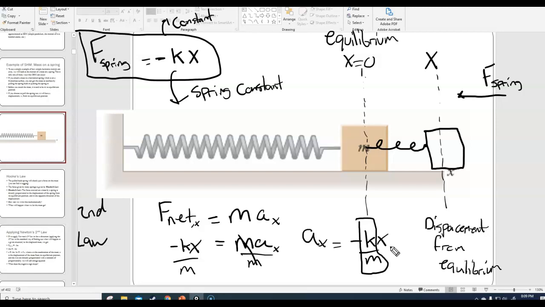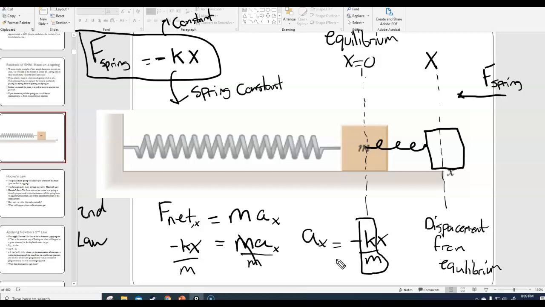The second condition was that the direction of that acceleration should be in the opposite direction of the displacement from equilibrium. And that's what that negative sign indicates right there. It means whatever sign x has, a is going to have the opposite sign. And so my two conditions for simple harmonic motion have been met, provided that k over m is a constant.